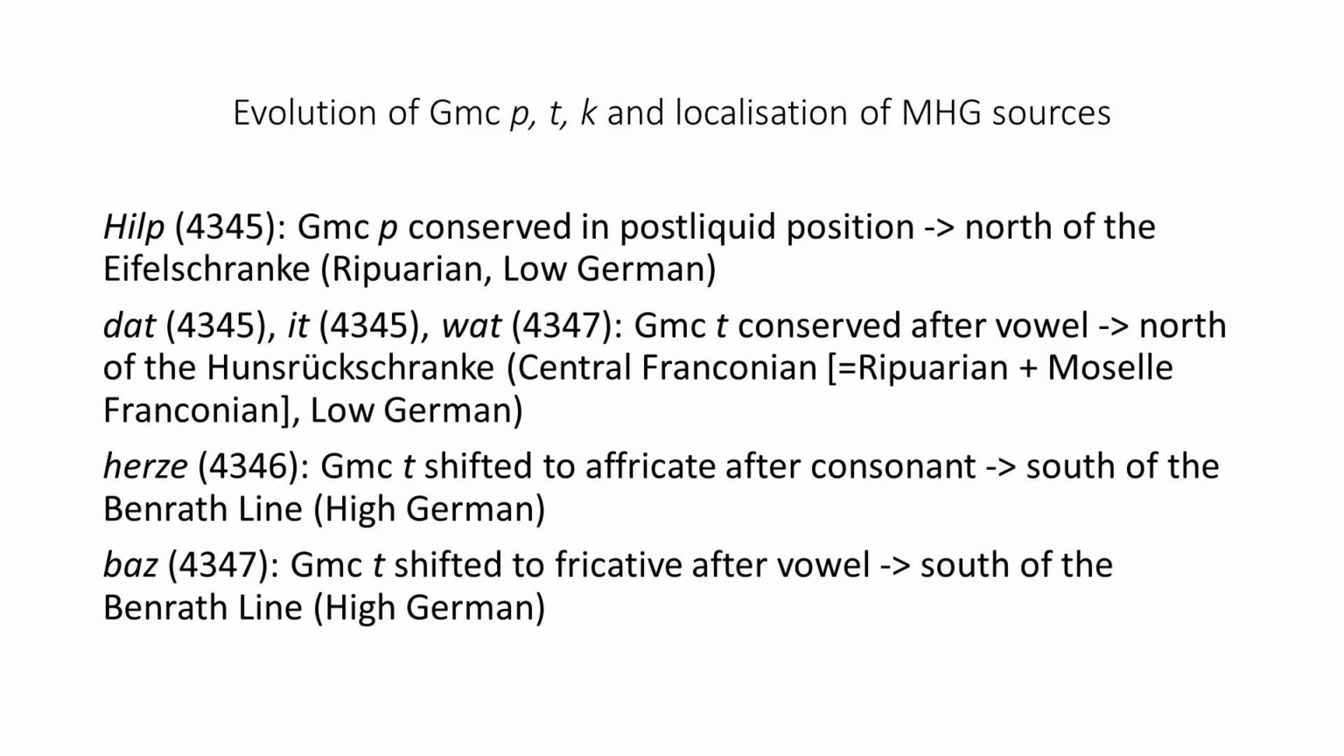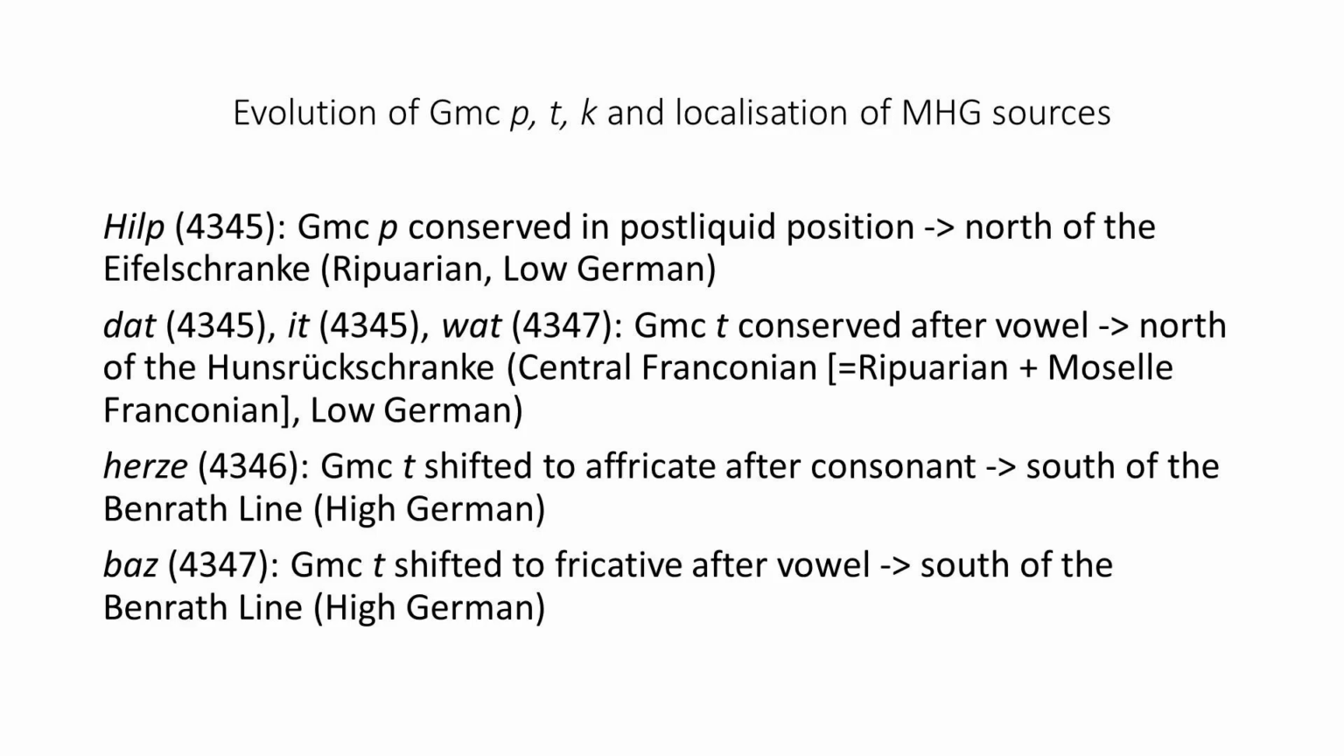If we match these findings with the specific evidence, Herze and Bas clearly point to the area south of the Benrath line, to High German. The evidence from dat, it, wat further narrows down our conclusion. They only occur in the extreme northwest of High German, north of the dat-das line, in Mosel-Franconian or Ripuarian.